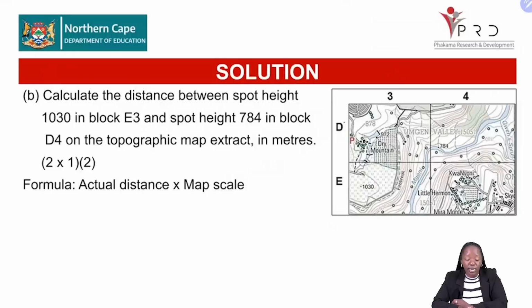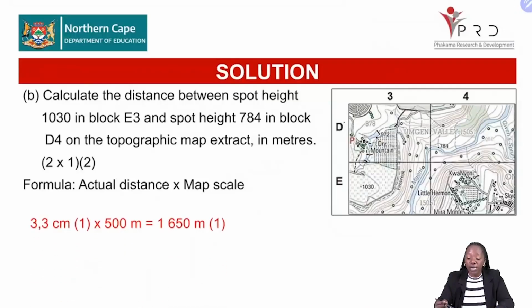Right, girls and boys, as you were asked to calculate the distance, you are given the formula: actual distance is equal to map distance times scale. So what you need to do is measure these 2 spot heights. These are the 2 spot heights that we are given. Remember, we use a 30 centimeter ruler and we measure in centimeters, then we convert to what the answer is supposed to be. For example, here it's supposed to be in meters.